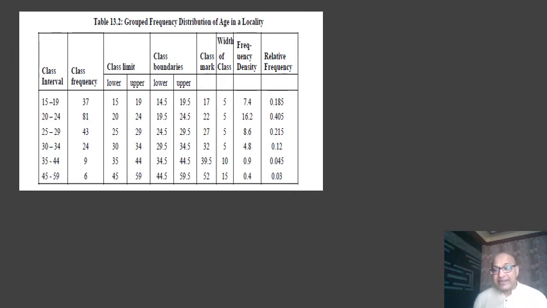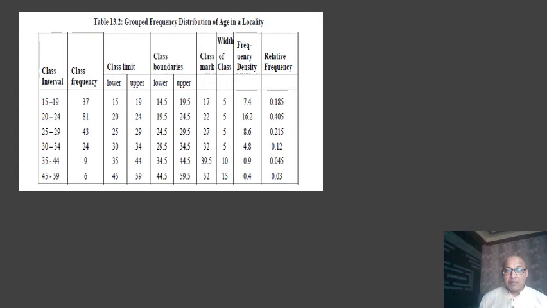Now I will discuss some diagrams: histogram, frequency polygon, and ogives. And thereafter we will discuss important questions related to this unit. Histogram, frequency polygon, and ogives are means of diagrammatic presentation of frequency type of data.